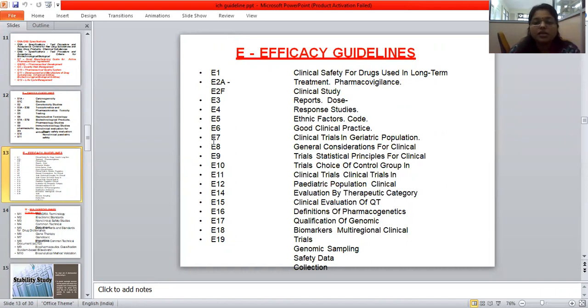E7 guideline, the clinical trial in geriatric population. E8 guideline for the general considerations for clinical trials. E9 covers the statistical principles for clinical trials, whatever trial results we get, with their statistics.